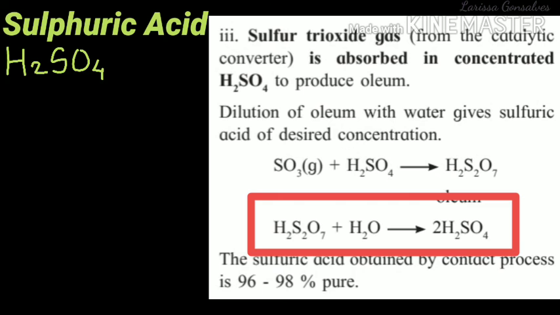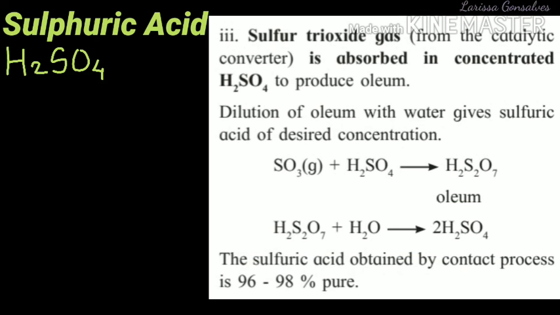When oleum is diluted with water, it gives the formation of sulfuric acid. So H2S2O7, which is oleum, is diluted with water, that is H2O, to give sulfuric acid, that is H2SO4. The sulfuric acid which is obtained by this contact process is about 96 to 98% pure.